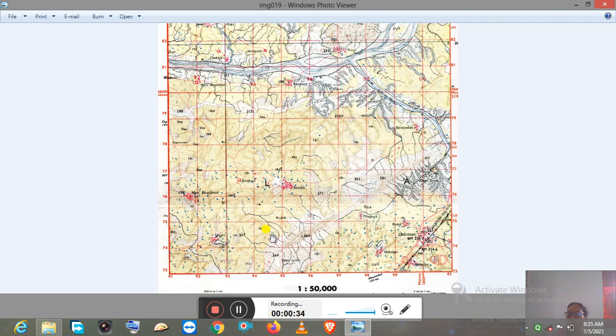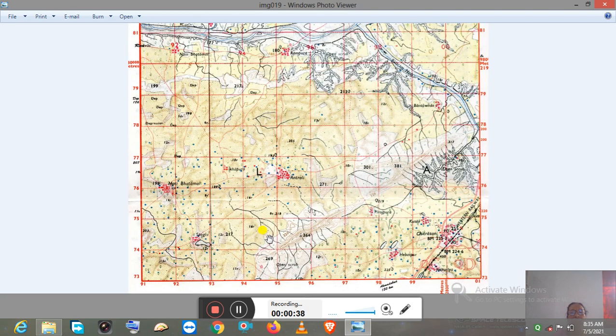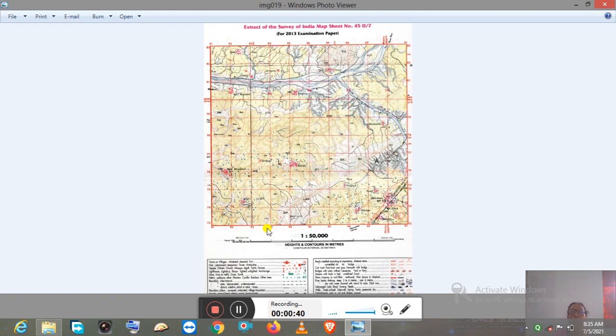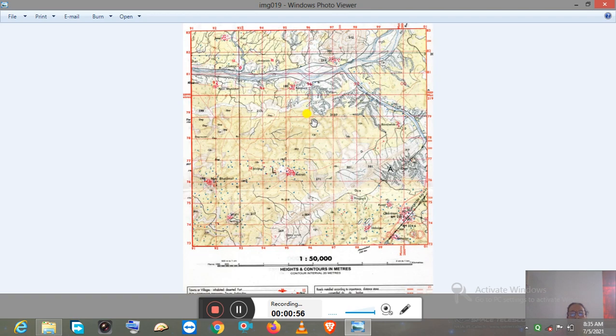You can see this topographical map, and the numbering of the map is given on the top. Survey of India map, sheet number 45D7. Below the map, you can see the different scales.